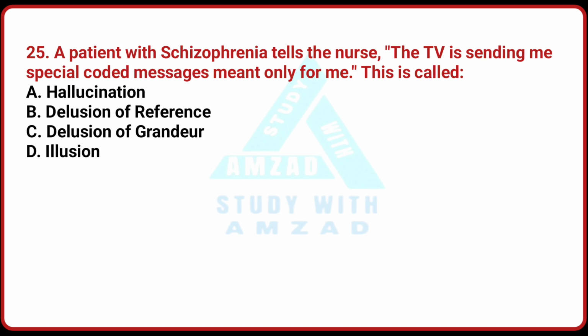Question number 25. A patient with schizophrenia tells the nurse, "The TV is sending me special coded messages meant only for me." This is called: option A, hallucination; option B, delusion of reference; option C, delusion of grandeur; option D, illusion.